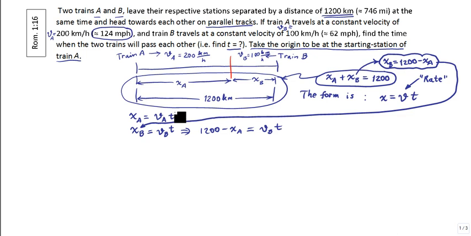x sub A is known from this relationship here, and so we'll substitute that in for that, and then this gives us 1200 minus v sub A times t is equal to v sub B times t. And we know what v sub A and v sub B are. That was given to us. That's up here.